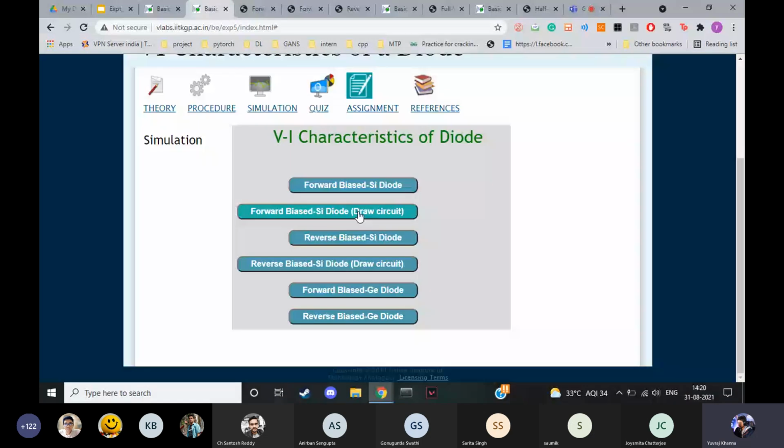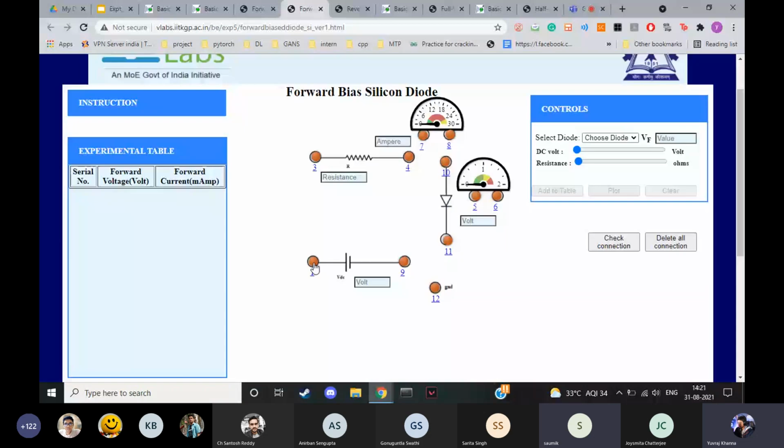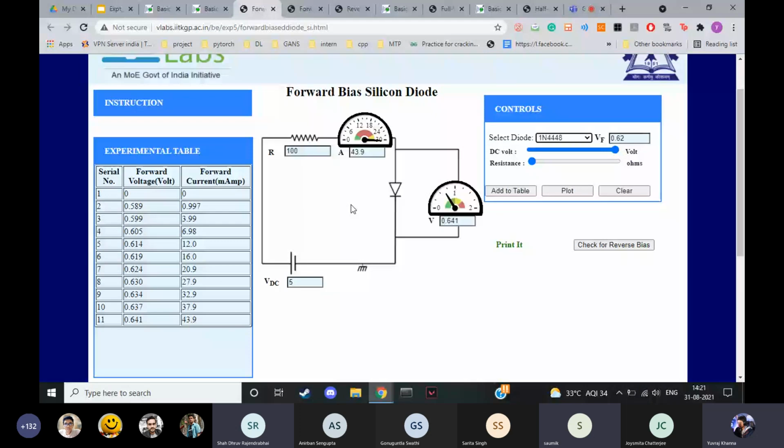Sir, this VF is already selected for each diode, right? You cannot select it. It's the diode's inbuilt property, the cut-in voltage. For germanium and silicon, it will be different. It's not tunable. It's just showing the VF value for that particular diode. So you can only select the diode from that drop down. You cannot change the VF value there. It's just a display.